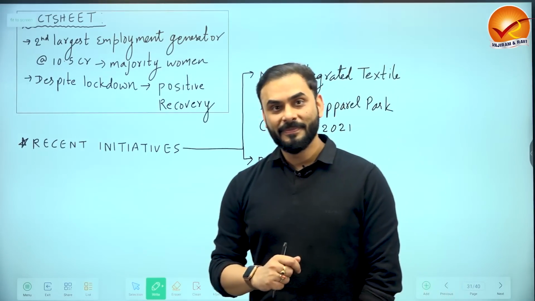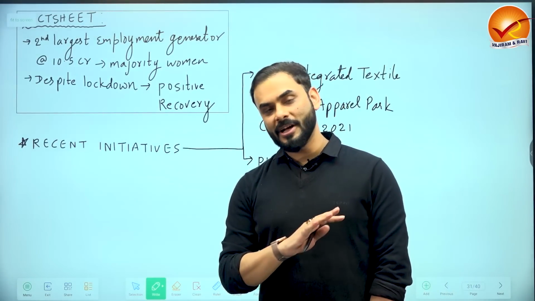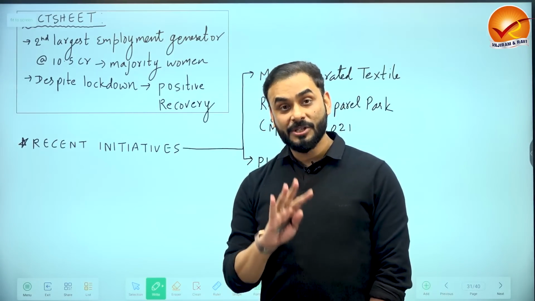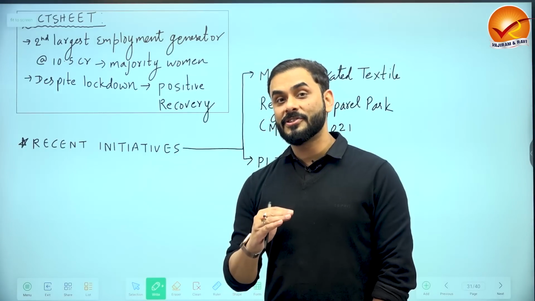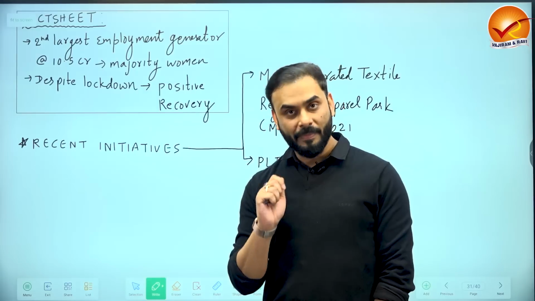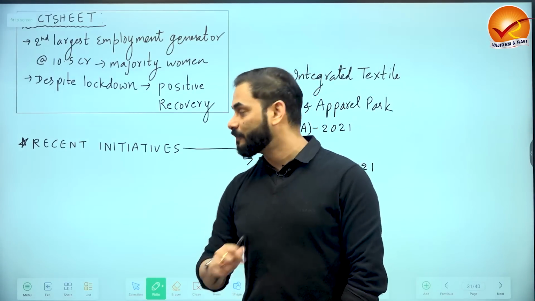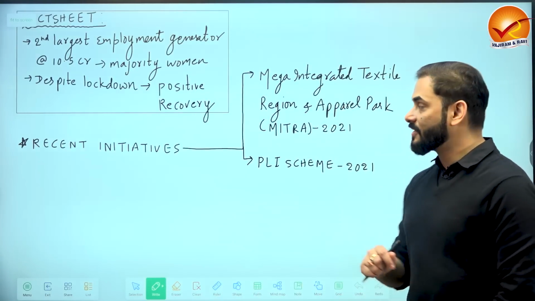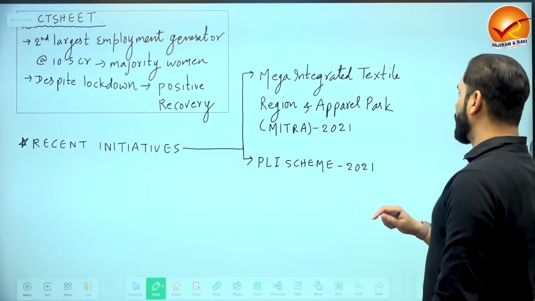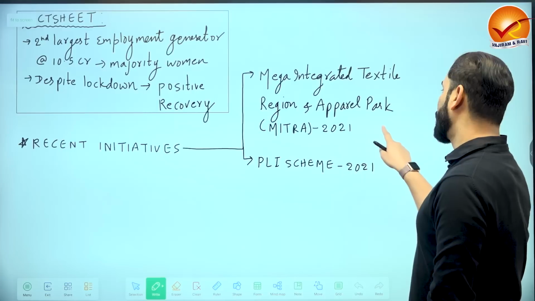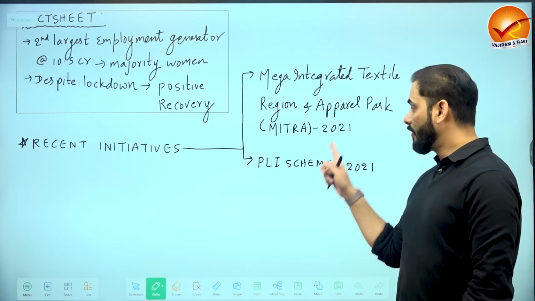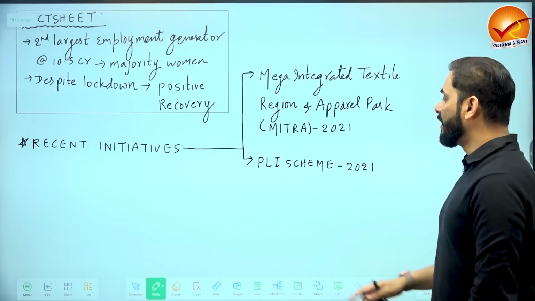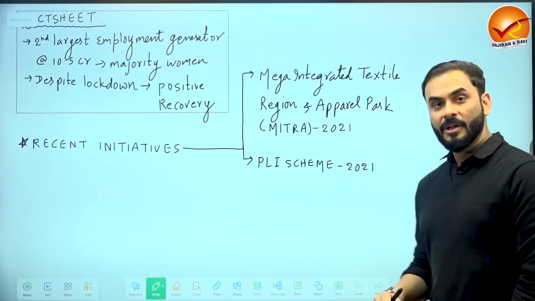Despite lockdown, in lockdown, all the sectors and industries were impacted. But despite lockdown, the recovery in textile sector has been good. This is one of the bright spots in the Indian economy now. So what are some of the recent initiatives in the field of textile sector? See guys, the first initiative is Mega Integrated Textile Region and Apparel Park, MITRA, all right, 2021 scheme. And second is Production Linked Incentive Scheme 2021.